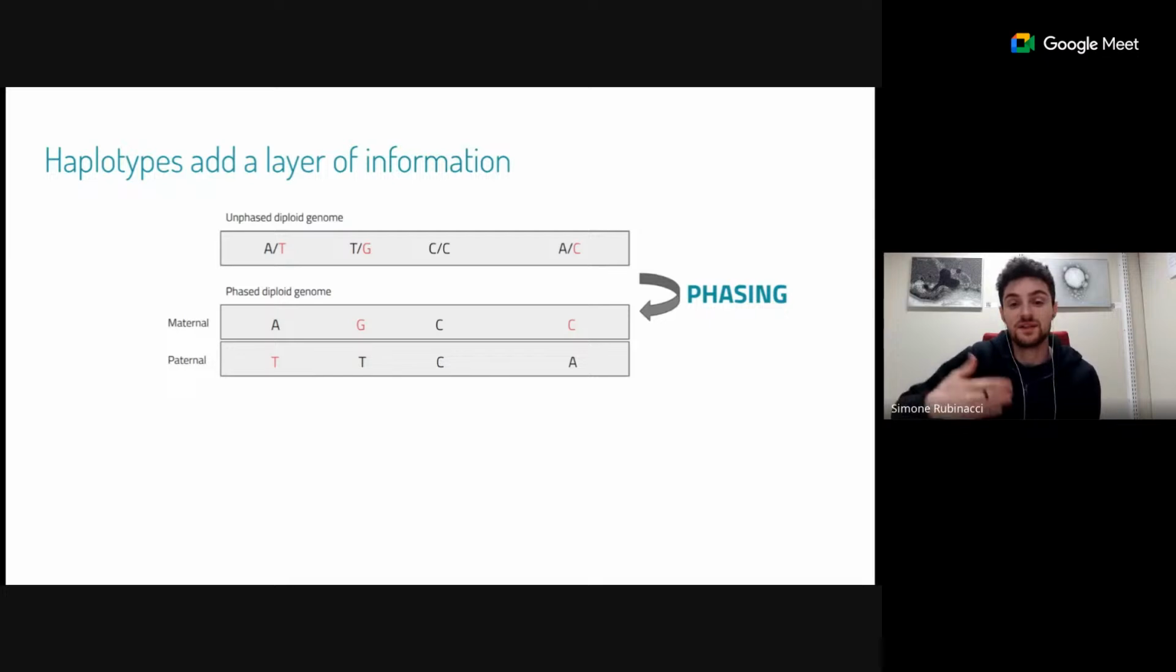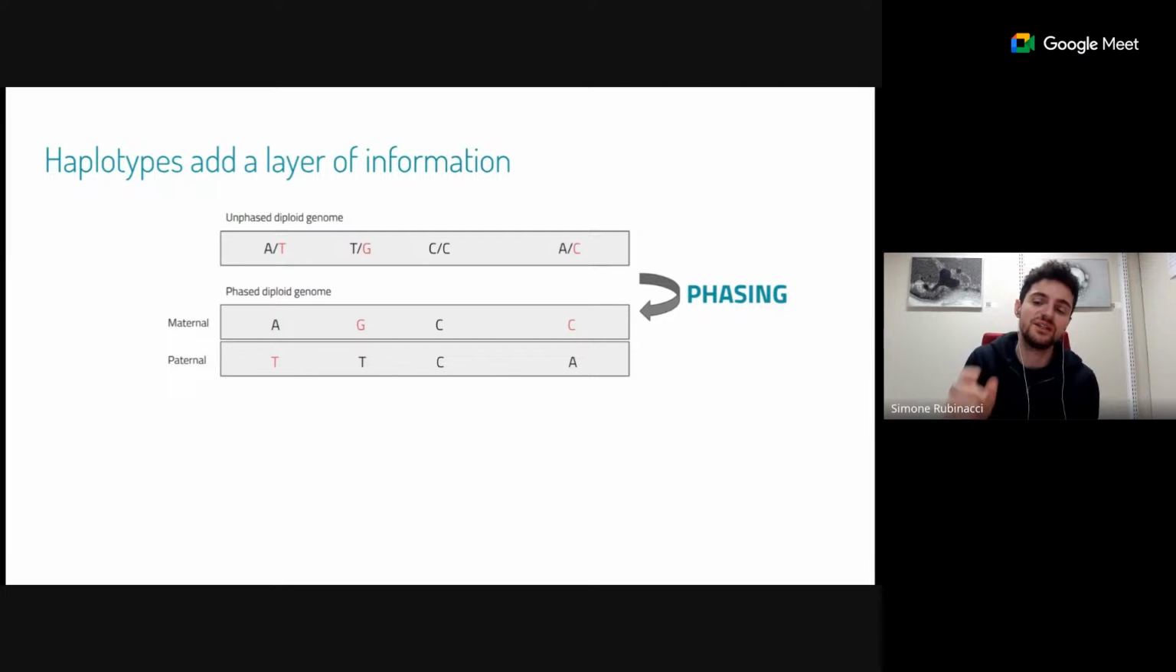So we use statistical phasing techniques to actually phase the data, to obtain the two haplotypes. And this is the process of using correlations between individuals to give us these two haplotypes. And it might seem simple, but it's a very difficult problem.